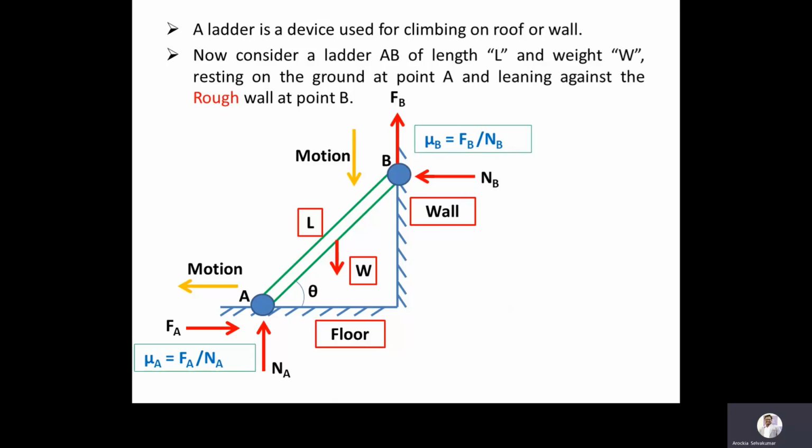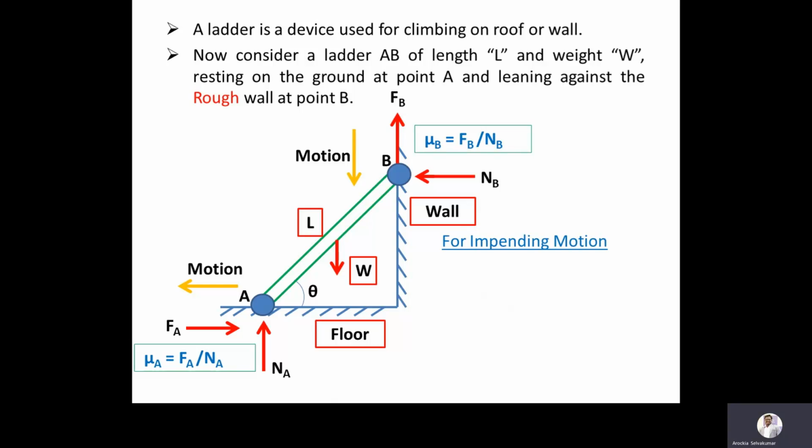Now you can see in this ladder diagram we have four unknowns: the frictional force at A and the normal reaction at A, then the frictional force at B and the normal reaction at B. These four parameters are important in ladder friction. As per our assumption, this ladder is about to slide, that is, impending motion.